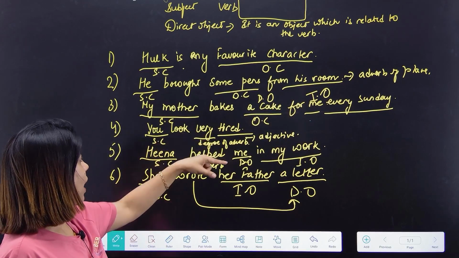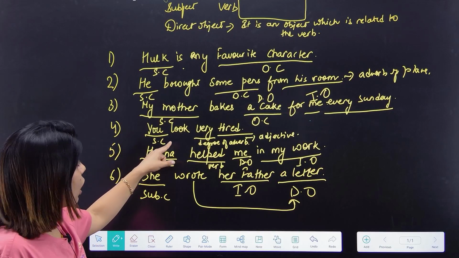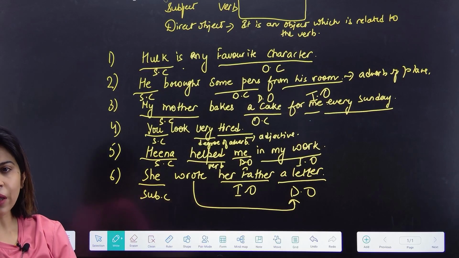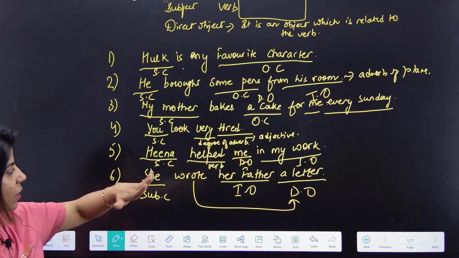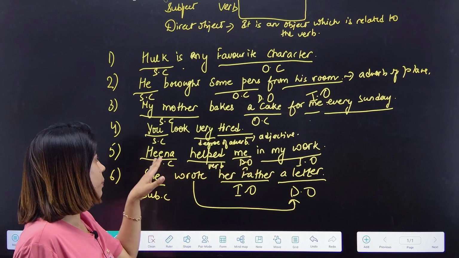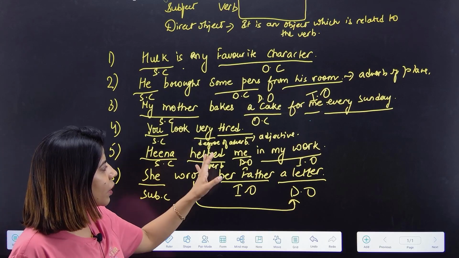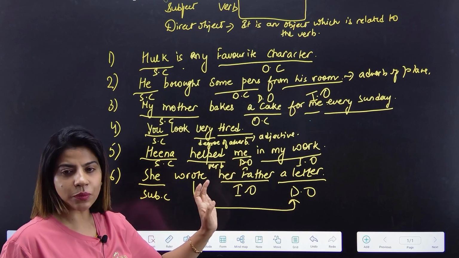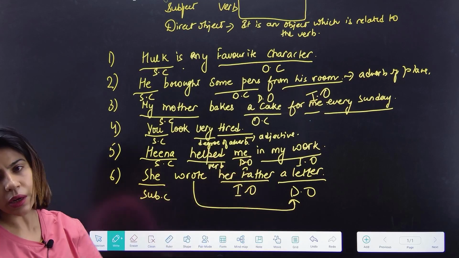You look very tired. You is the subject that we are talking about, the subjective case. Look is the verb. There is no object. टायर्ड ऑब्जेक्टिव होता है, वेरी डिग्री को बताता है, डिग्री ऑफ एडवर्ब. तो यहाँ पर तो कोई ऑब्जेक्ट नहीं है, so there will be no objective case. हिना हेल्प्ड मी इन माय वर्क. हु हेल्प? हिना. हिना इज योर सब्जेक्टिव केस, हेल्प इज योर वर्ब. Whom did she help? She helped me. So me will be the direct object here, and she helped in what? My work. So work will be the indirect object.